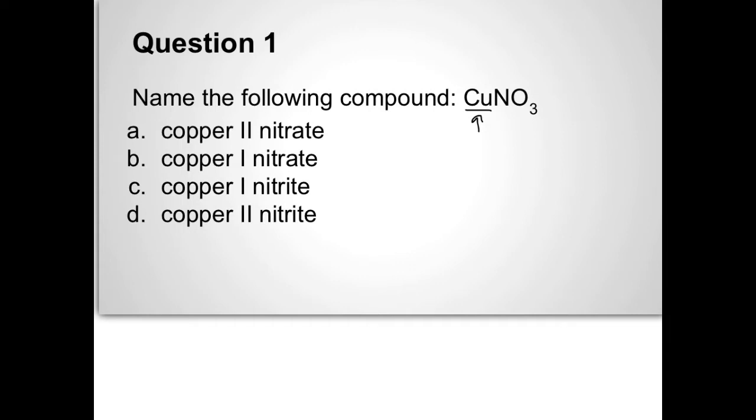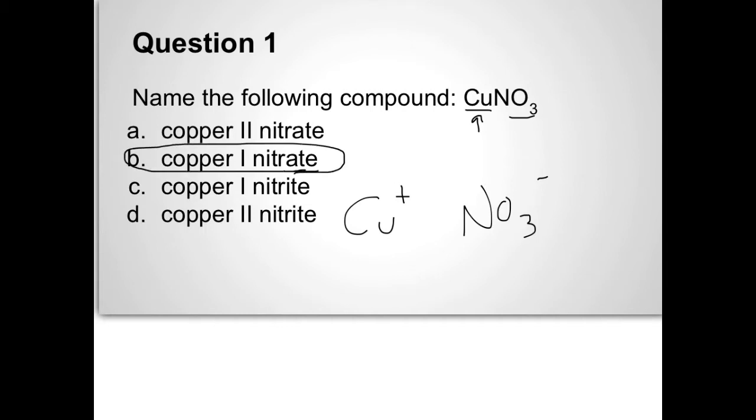Now that we know that, we have to figure out which Roman numeral to use. To do that, we're going to take a look at NO3. NO3 is the polyatomic ion nitrate, and nitrate has a charge of -1, which means that copper must have a total charge of +1. Since there's only one copper, that copper is a +1 ion, which means that we need the one Roman numeral, so either B or C. Since this is NO3, it's nitrate, so that tells me that we're going to be using copper 1 nitrate as our name.